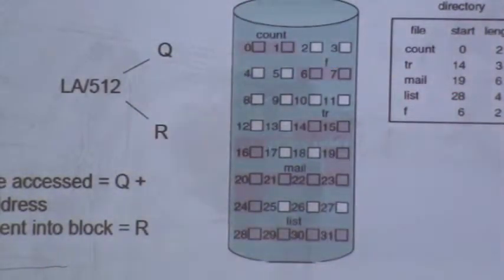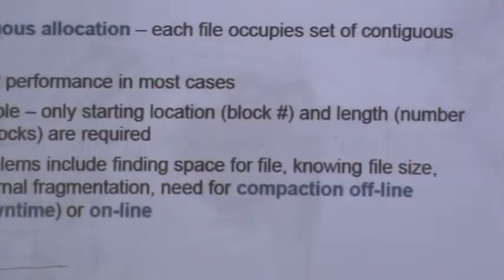And for example, list starts from 28, and 1, 2, 3, 4. So if you want to create a new file, and you need 10 blocks, even though you have 1, 2, 3, 4, 5, 6, 7, 8, 9, 10, more than 10 available blocks, you cannot create it. This is contiguous allocation. Can you go back to the slide? Yes. It's the same thing.